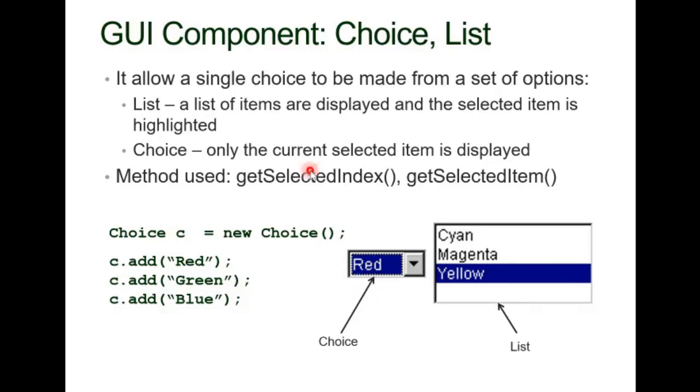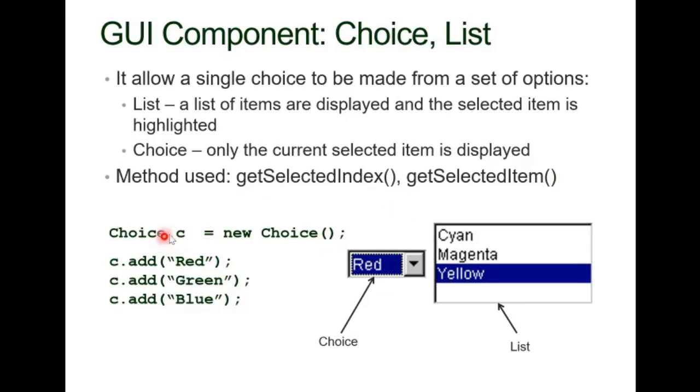In case of choice, only the current selected item is displayed. If you use choice here, only the selected one will be displayed. But in the list, you can actually select the item that will be highlighted. Here we can use two methods: we call the getSelectedIndex method, and also another method, getSelectedItem.